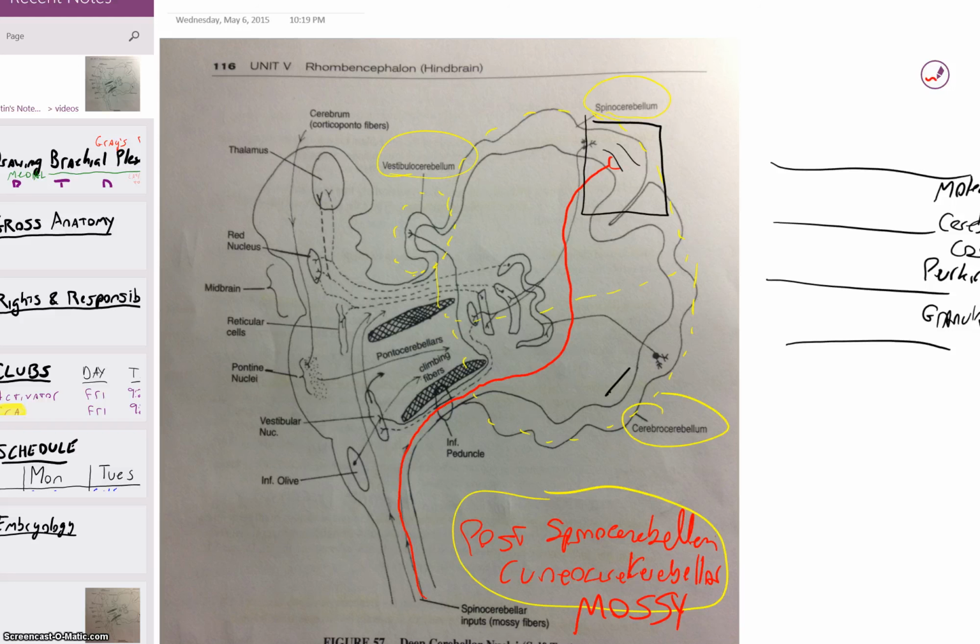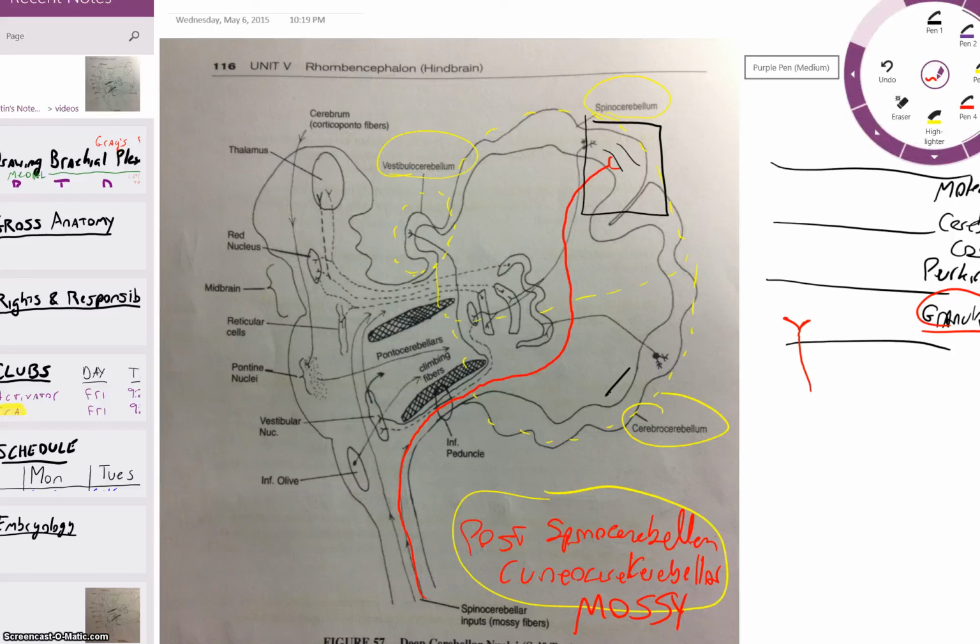Now we've got this spinocerebellar or cuneocerebellar fiber coming in, the Mossy fiber. And how do we know that it synapses on the granular layer? Well, because it's moss. Moss grows on the ground just the same as granules of sand, granules of wheat, granules of anything are going to be in the ground because they're small and they fall. Therefore, we know that the Mossy fiber meets the granular cells in the lower layer, right where it should.